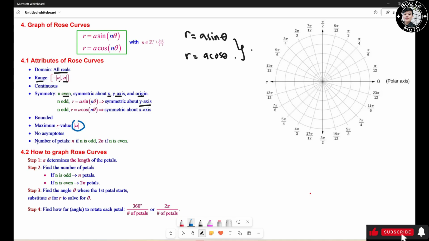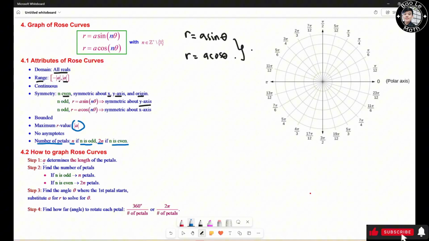Now, this is extremely important. We need to calculate the number of petals. The number of petals of the rose curve is n if n is odd, and 2n if n is even. Alright, now how do we graph a rose curve?